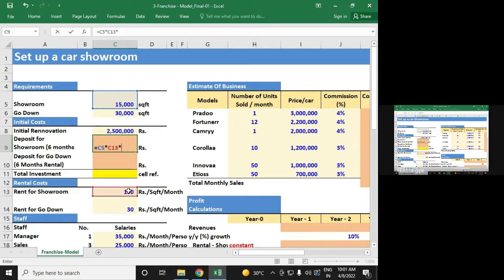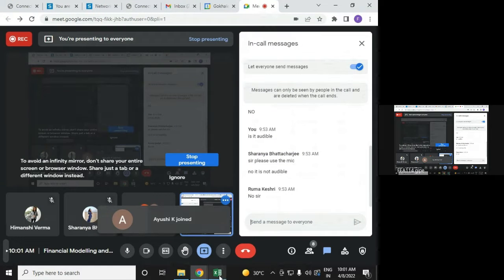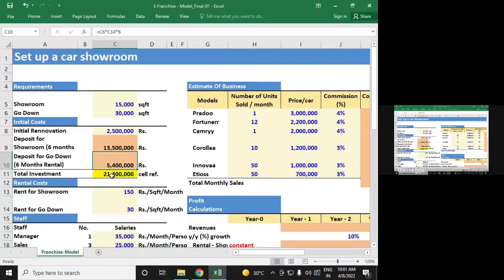6 months of rent is being paid as deposit, and therefore total investment required is around 2 crore 14 lakhs. Now, this investment we are going to do using debt and equity, which is specified below. Students online, have you got the initial investment of 2 crore 14 lakhs? Use referencing out of that 6 months.